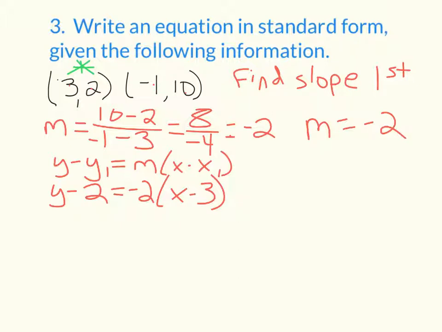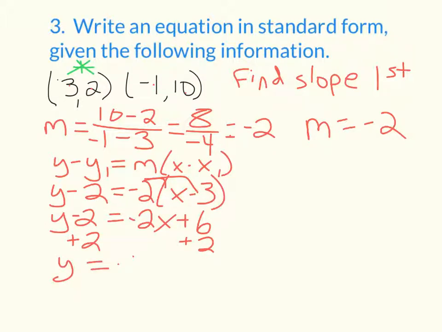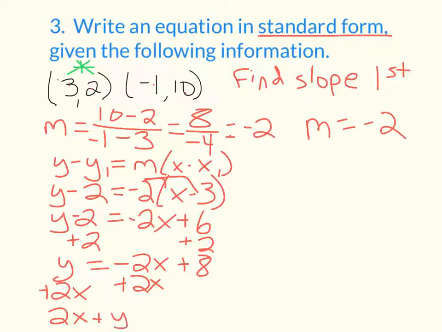So I'm going to distribute and simplify. Distribute your negative 2. Negative 2 times x is negative 2x. Negative 2 times negative 3 is positive 6. I have to get this number over to the right side, so I'm going to add 2. y equals negative 2x, 6 plus 2 is 8. Finally, I'm going to move my x term over because it's standard form, so I'm going to add 2x. So 2x plus y equals 8. And that's standard form for this one.